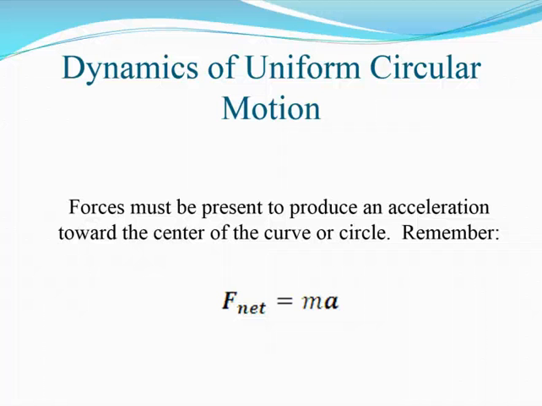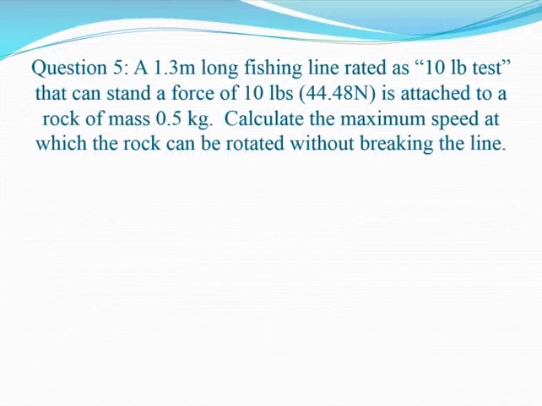An example of where we could use that information would be, for example, in this question. We have a 1.3 meter long fishing line. It's rated as a 10-pound test line. It can withstand a force of 10 pounds, and it's attached to a rock that has a mass of 5.5 kilograms. Now, we're going to rotate this rock in a vertical circle, and we want to find the maximum speed we can rotate this rock at without breaking the line.